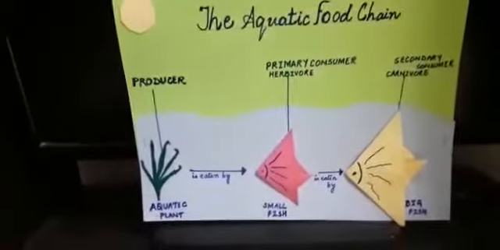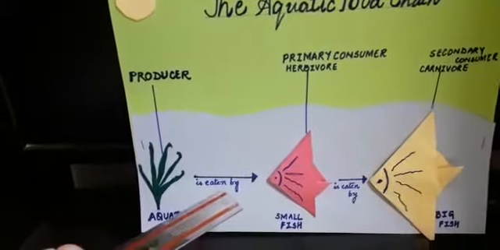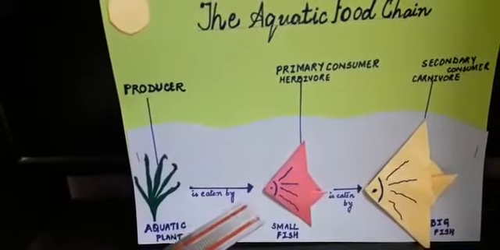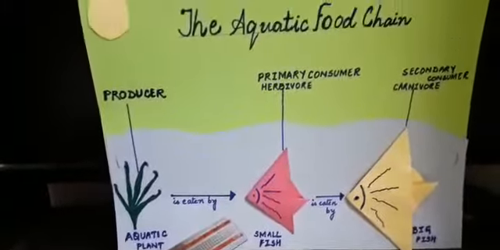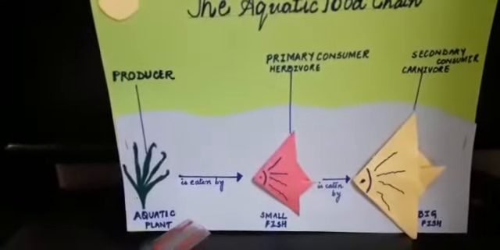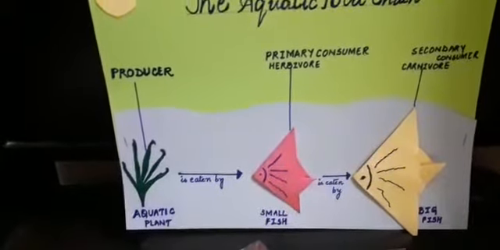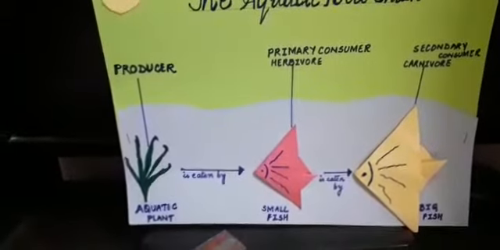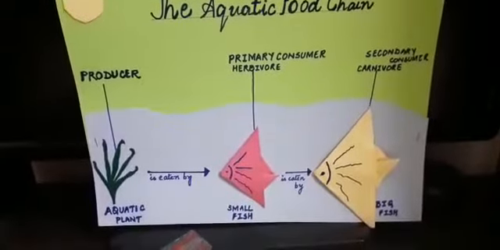In a food chain, we use arrows to show levels. Children, as you can see in the diagram, we are showing arrows. The arrows mean is eaten by, and the arrows always point to the right. Why does it always point to the right? Because you can see in the diagram, the aquatic plant is eaten by small fish and the small fish is eaten by big fish. So that is why the arrows always point to the right. Make a note, when you draw the diagram, you will not make the arrows pointing to the left. It always points to the right.